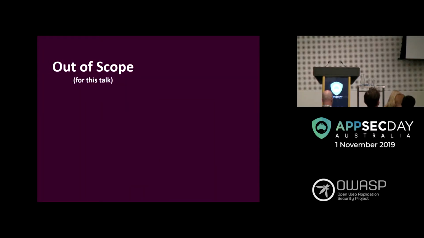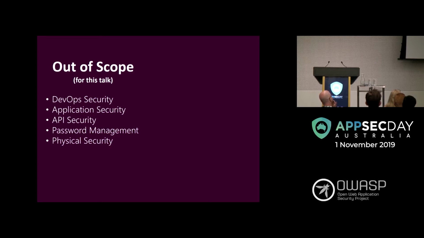So what is out of scope for this talk? We're going to talk about Azure Cloud Security and how you can do your own assessment, but what is not in scope? DevOps security, not in scope. Application security, not in scope. I know I'm at AppSec Day. A lot of apps live on the cloud, and if your cloud is wildly insecure, your day still is going to be bad. API security, password management, physical security, all those things are out of scope. We're only going to cover cloud security.